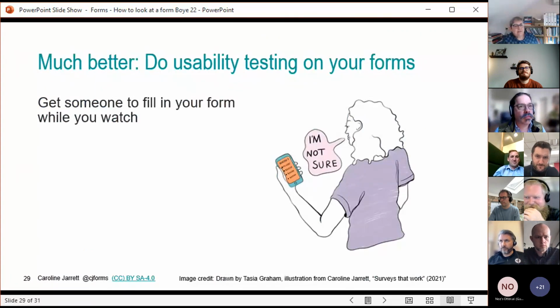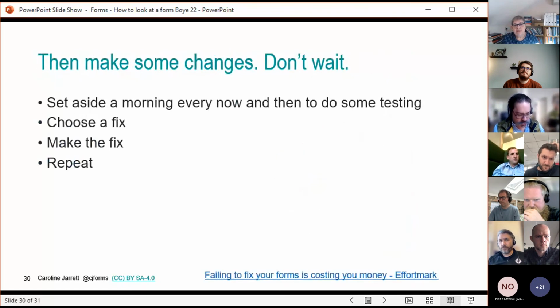So basically, the main thing to do is to do some usability testing, get someone to fill in your form while you watch and get them to talk about it. Maybe go as far as 3 people. And then make some changes. You know, testing on its own, we have done nothing today to improve or give any feedback to Central Bedfordshire, even though we've looked at one of their forms.